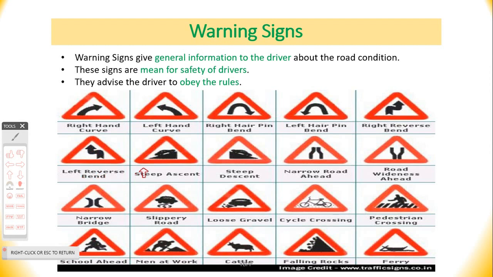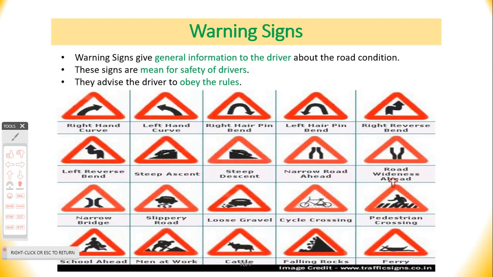steep ascent, that is an ascending type of road. Then a descending type of road, steep descent. Then next symbol is narrow road ahead. Next is narrow road ahead. Exactly opposite to that, road wideness ahead.